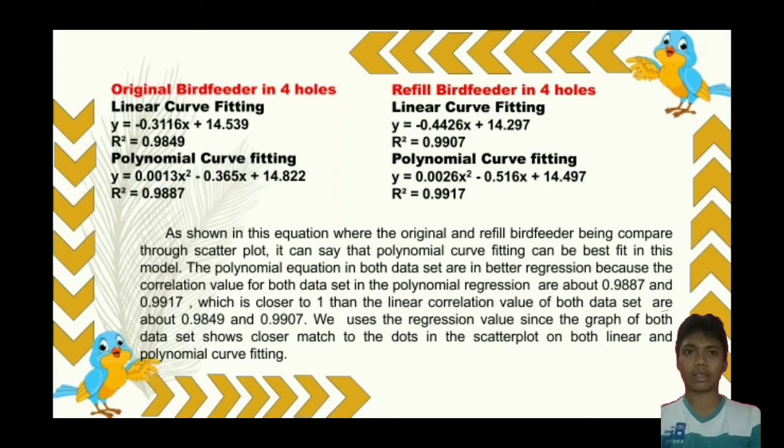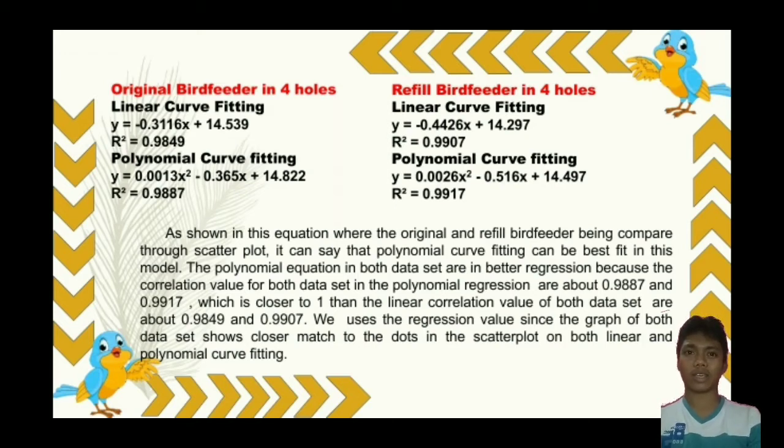On the other side, in refilled bird feeder in 4 holes, the linear curve fitting equation is y equals negative 0.4426x plus 14.297, and the regression is equal to 0.9907. In polynomial curve fitting, y equals 0.0026x squared minus 0.516x plus 14.497. The regression is equal to 0.9917.